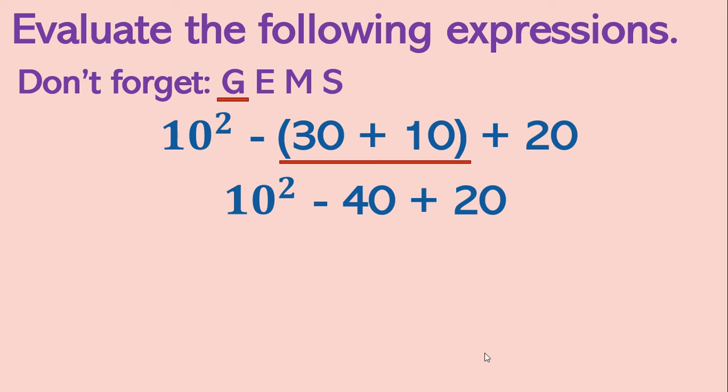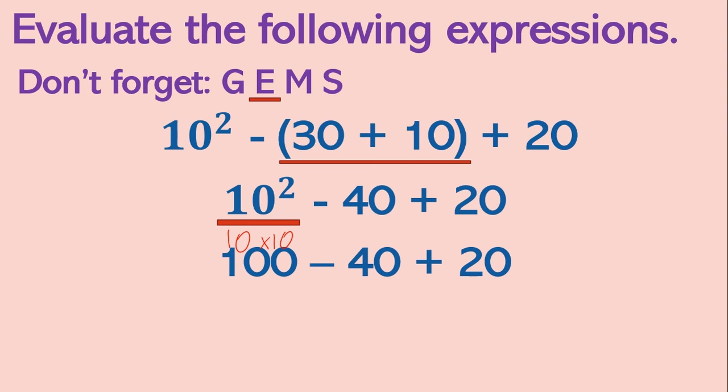So now we have 10 to the power of 2 minus 40 plus 20. We don't have any more grouping symbols in this expression, so we're going to move on to the E for exponents. Notice here we do have exponents in this expression. 10 to the power of 2 is an exponent, so we need to solve that next. 10 to the power of 2 is the same as 10 times 10. 10 times 10 equals 100. So we have 100 minus 40 plus 20.